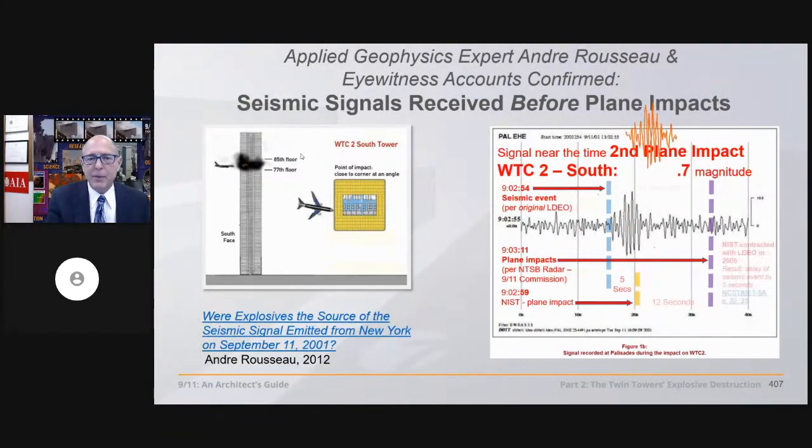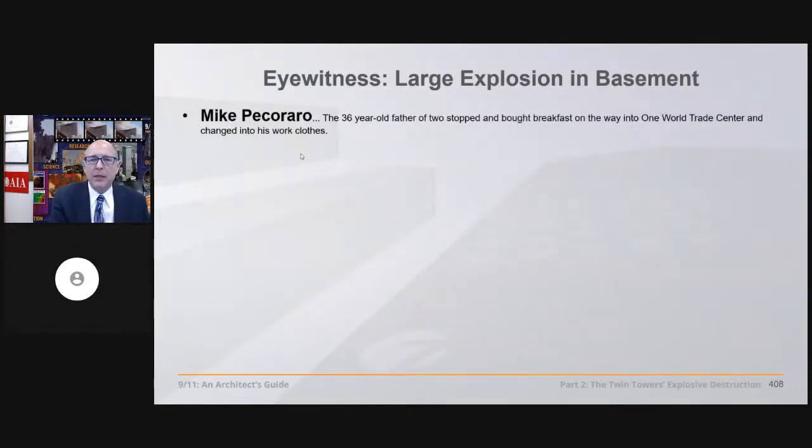What do you do about that? Go back to LDEO, get them to move this data back also 3 seconds. Now they're 2 seconds off, but they don't worry about that. So that's the level of what we're dealing with. Well, what could have caused those explosions so many seconds before the plane impacted the building?